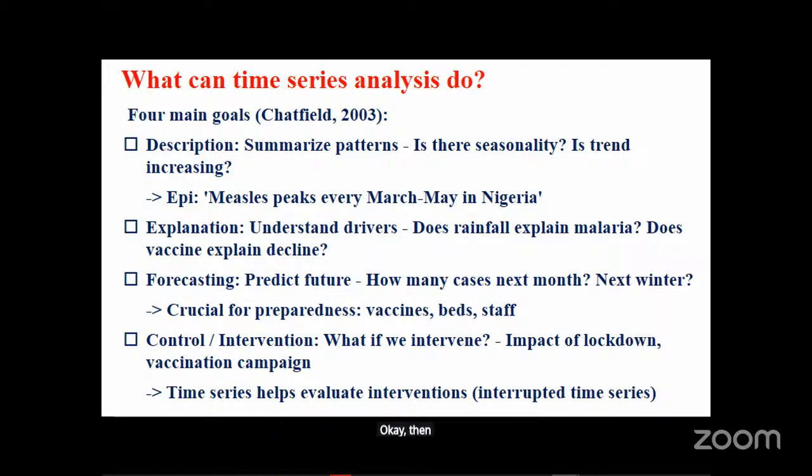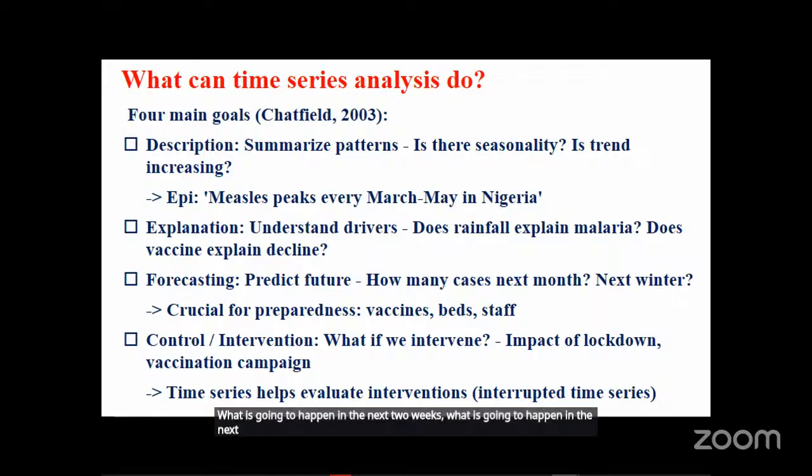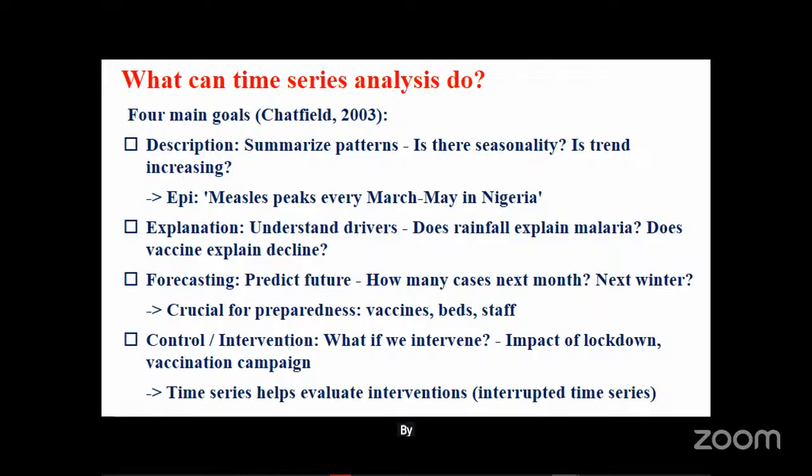Okay, then also, aside from explanation, forecast. That is, we want to predict the future. What is going to happen in the next 2 weeks? What is going to happen in the next month? Those are questions that are always being asked by people in different industries, and time series is such a good tool that can respond to such questions.